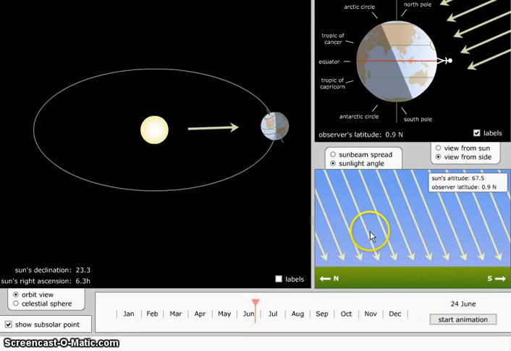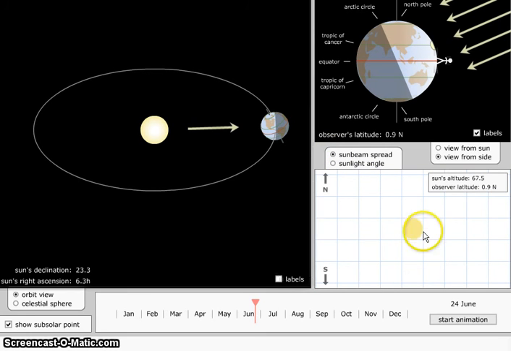Down here you have 2 choices, and both of these choices are very helpful. For late June at the equator, the Sun is coming in at a little bit of an angle. It shows you the Sun's altitude, meaning how high off the horizon it gets. That's what these arrows are showing you: how direct the sunlight is at that particular location. This other one that you can click, sunbeam spread, shows you how spread out the sunlight is that's coming in.